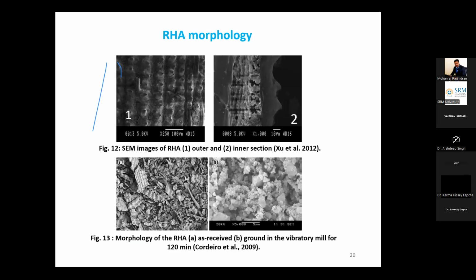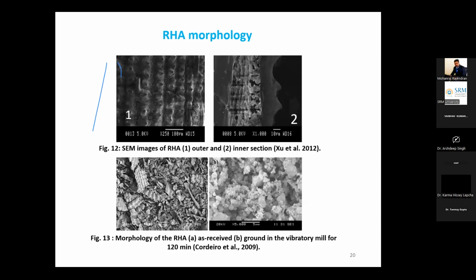So from this type of morphology, how is it going to affect the properties of cement? When we add, let us say, 20% of this RHA in cement, due to this cellular morphology, RHA will have a tendency to absorb more water. So when we add it to cement, the standard consistency of the cement may increase, or we can say the water requirement in the concrete may increase due to addition of raw RHA, or as received RHA.